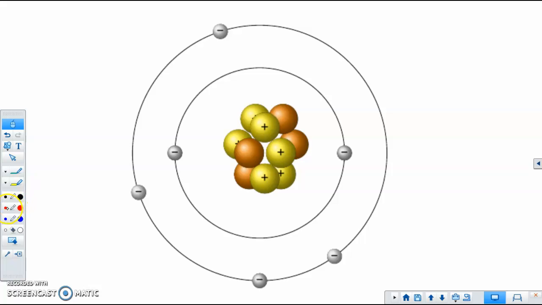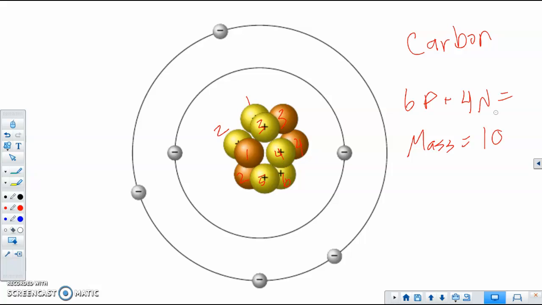So if I look at this atom here and I count up, let's see, I have 1, 2, 3, 4, 5, 6 protons. That tells me that this is carbon, atomic number 6. And then I add in however many neutrons it has, which is 1, 2, 3, 4. Okay, so 6 protons plus 4 neutrons means that my mass of this carbon is 10.